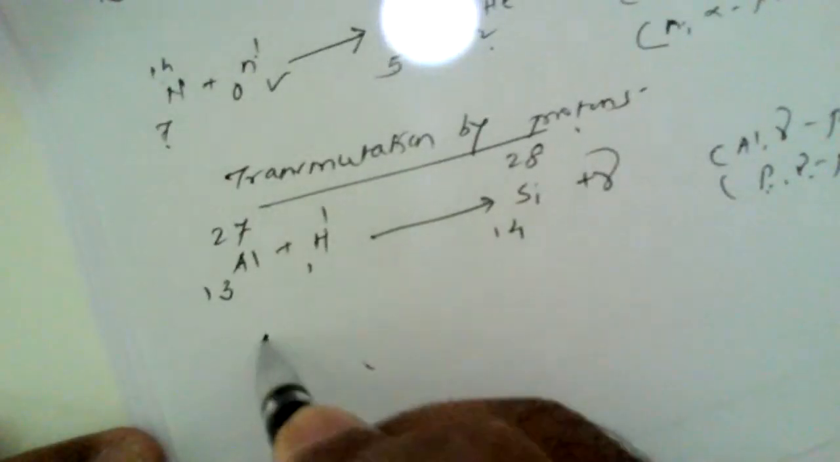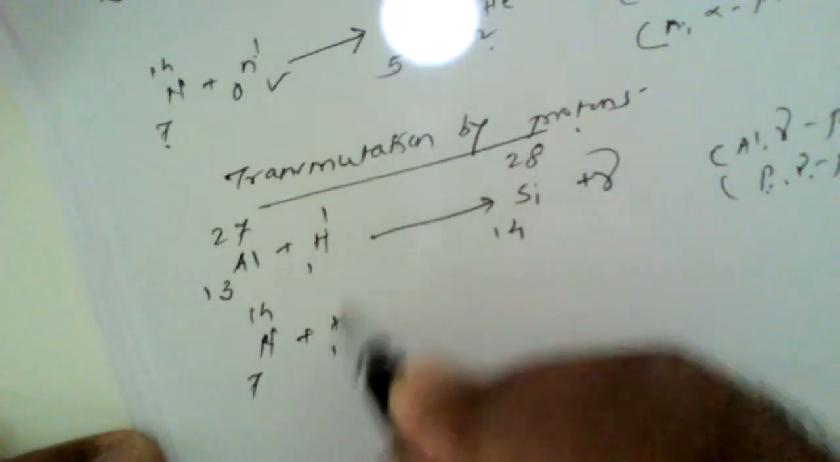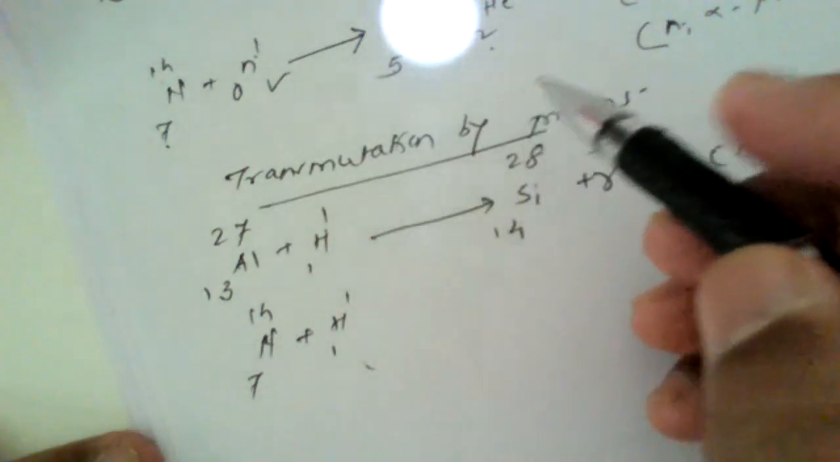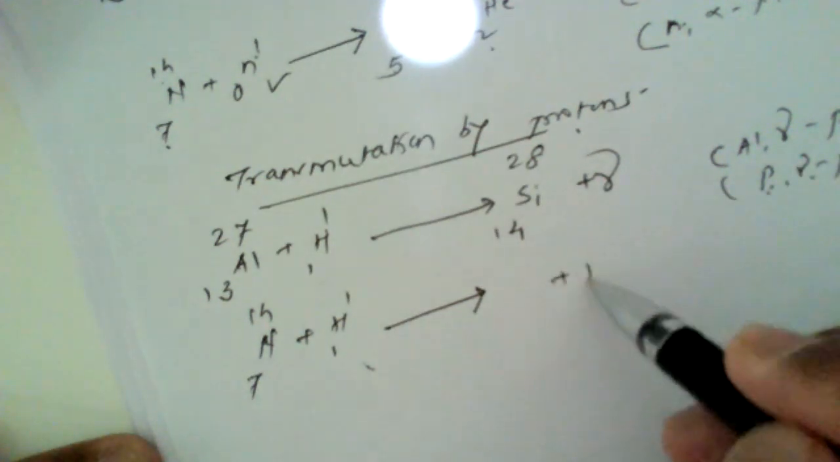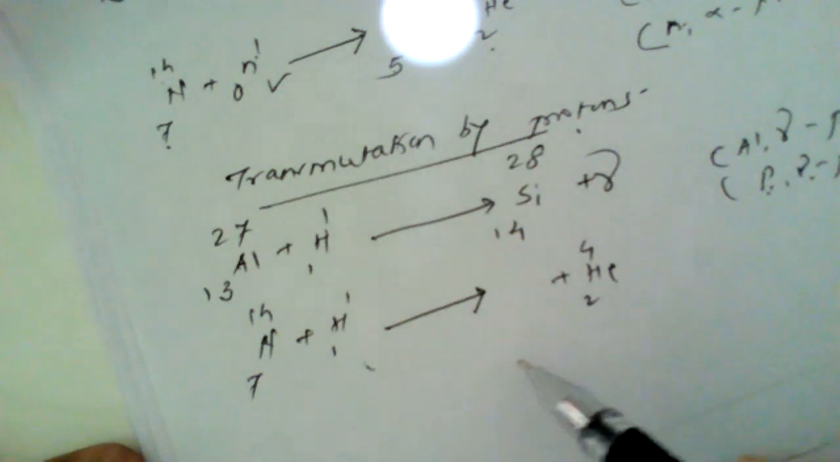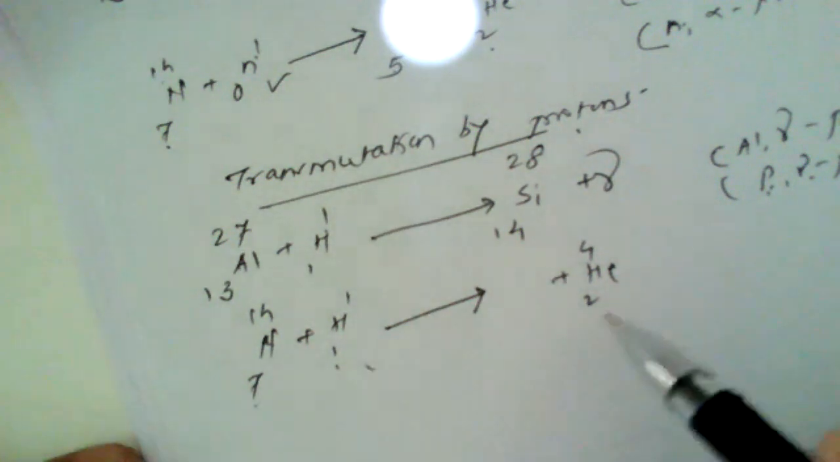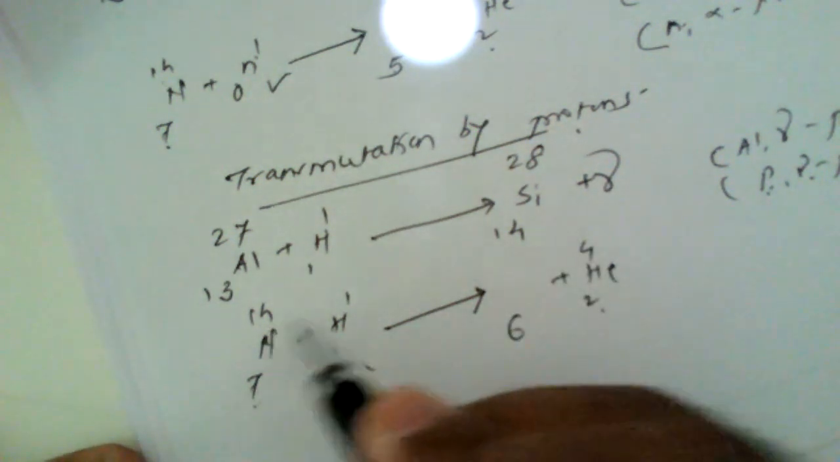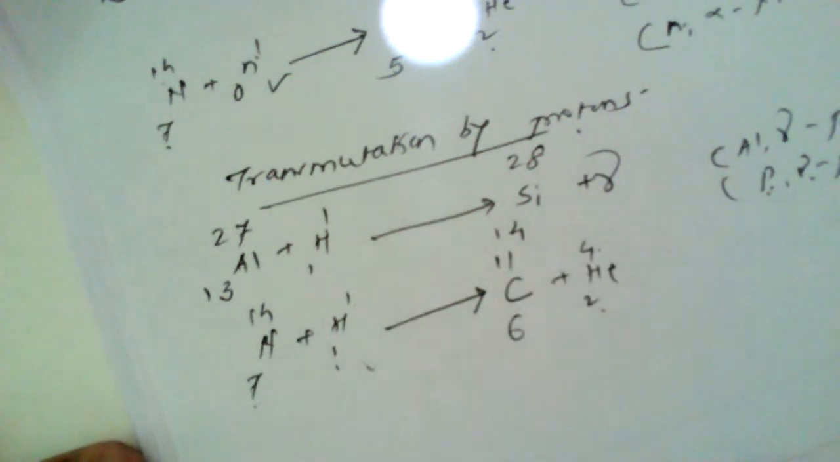Next reaction is with nitrogen, that is N14, again with the same projectiles, that is 1H1. During this course, if alpha particles are ejected, what is the remaining product? In order to arrive at the remaining product, we have to add up the atomic numbers. 7 plus 1 is 8, minus 2 is 6. 14 plus 1 is 15, minus 4 is 11. Atomic number 6 is of carbon.